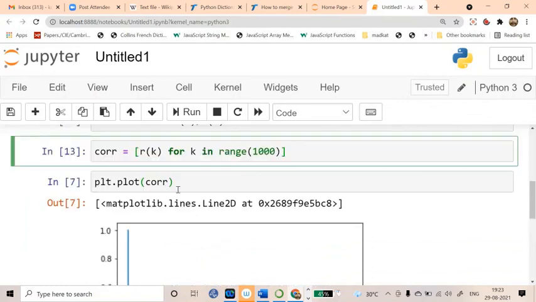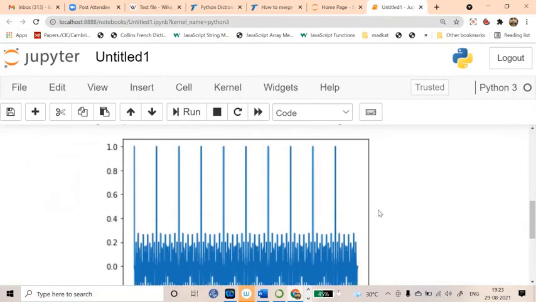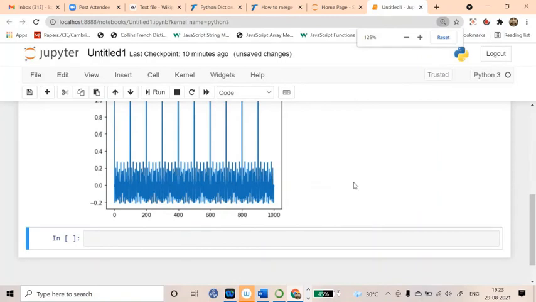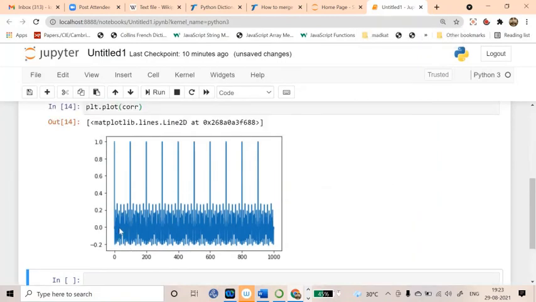Now see the correlation function. Let me reduce the size. You see these zigzag numbers. These are very close to zero, between -0.2 and +0.2. And after 100 numbers, the value shoots up to 1. It has to be, because then it is perfectly correlated. The number at position 0 and the number at the 100th position will be perfectly correlated. So the value is 1 again, and then it repeats. So you see the pattern.